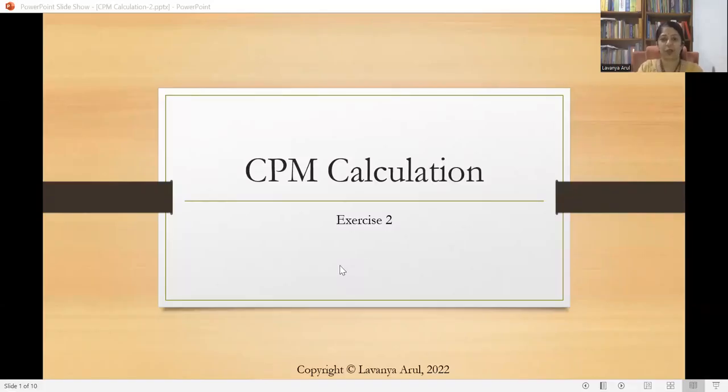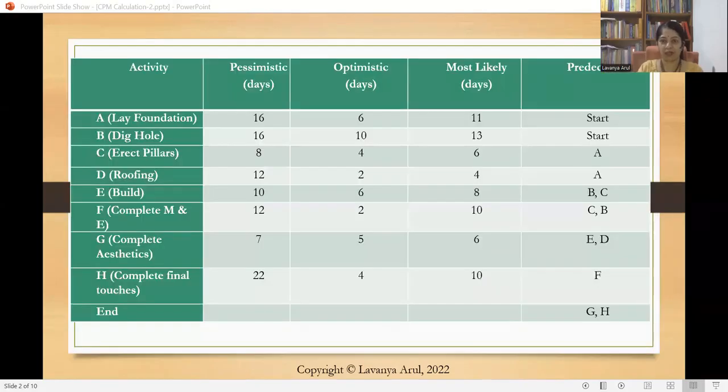Welcome back to our second exercise in critical path method calculation. Today, we are going to see one more level of complication being introduced into our calculation. For example, here I'm assuming some kind of construction work.